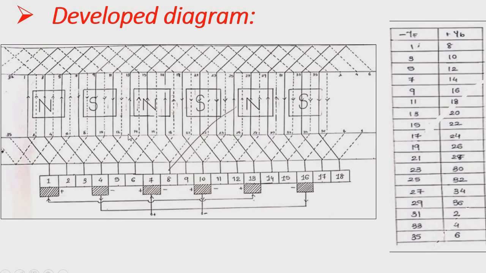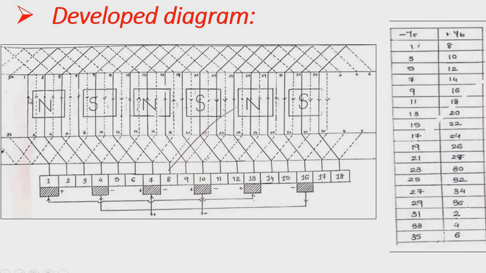Now it's time to provide pole positions. Here the total number of poles is given as 6 and the total number of conductors is 36. By dividing the 36 conductors by the 6 poles, each pole consists of 6 conductors. But from a practical and theoretical view, every pole covers only 70 to 80% of the coils.